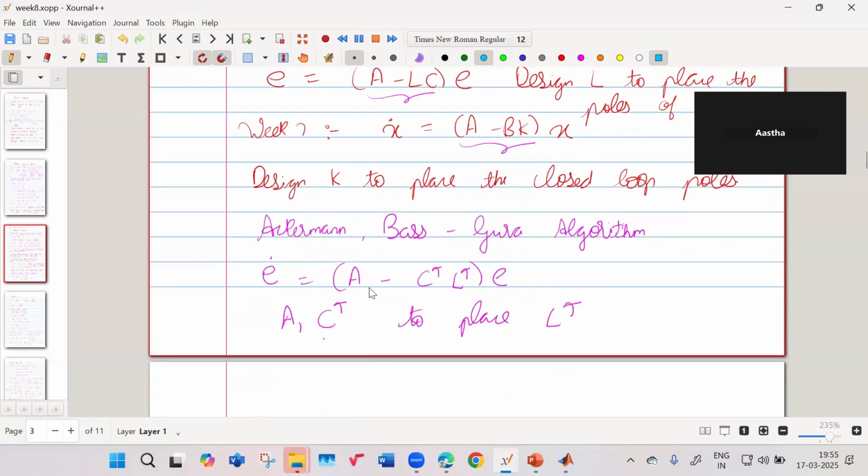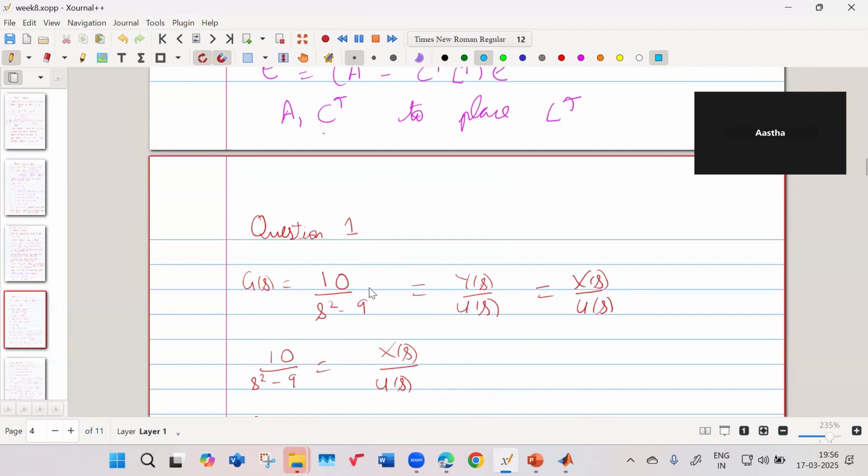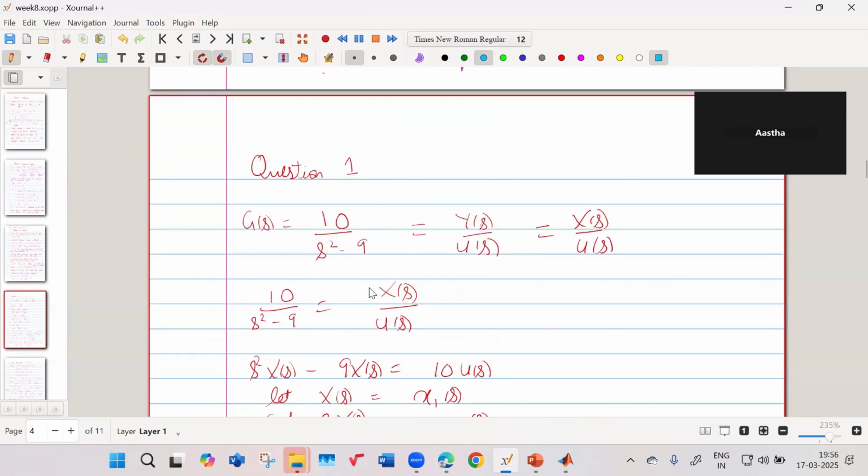And Bass-Gura algorithm is useful if you are doing it using pen and paper. It gives you a fast method. The power of the Bass-Gura algorithm will be understood when you are doing it for a third order system, or fourth or a higher order system. In the exam, I think it will be limited to third order, but Bass-Gura algorithm is a better way for you to do it. A second order system can be designed a little bit easier as compared to third order. The complexity is smaller.